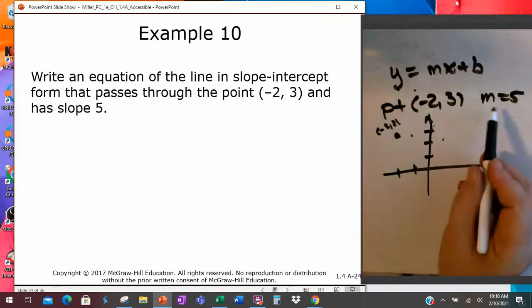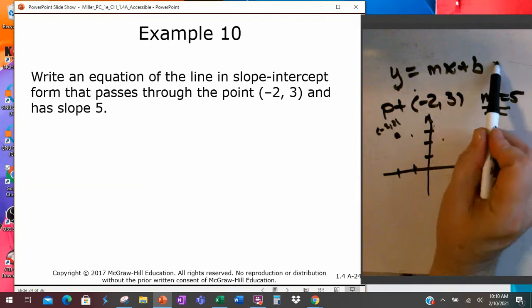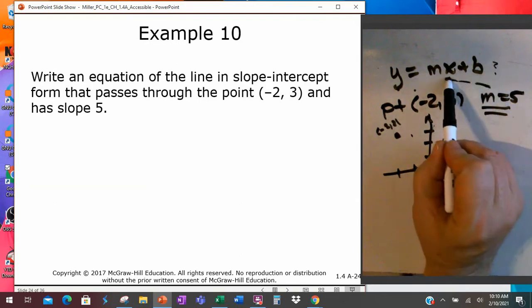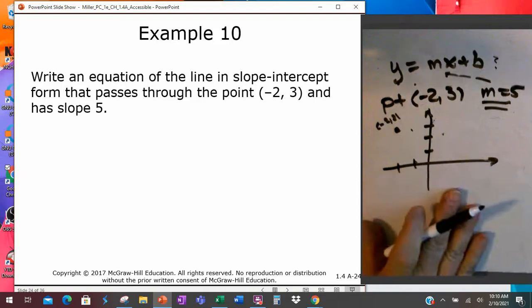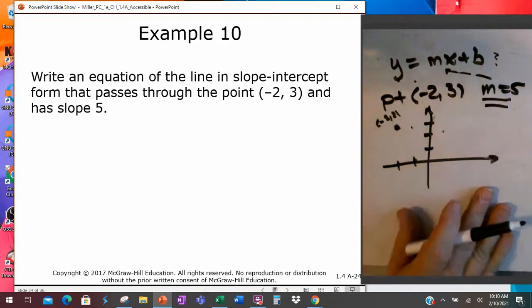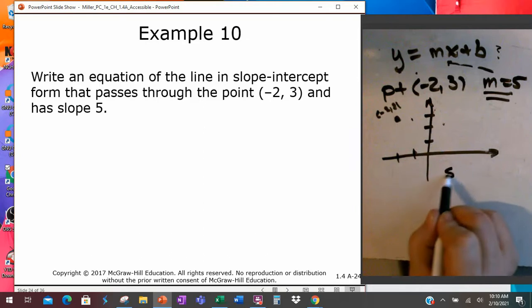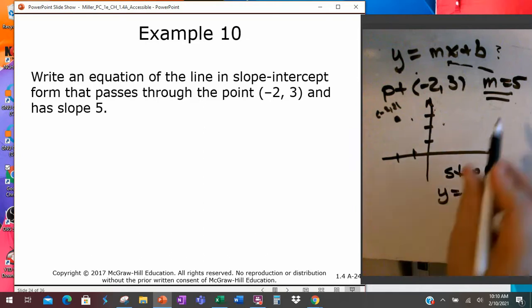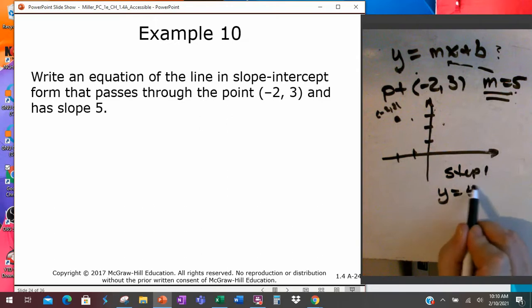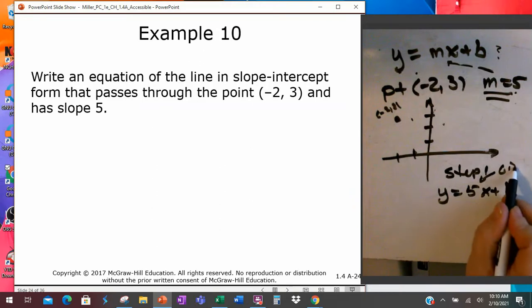So here, I'm using the information that I'm given. I don't know what my b is. I do know m, so I'm going to start out with that, but then I'm going to use the point that it passes through and solve for b. So this is what I do. Step 1 for this situation: my y is going to be 5x plus b. That's given.